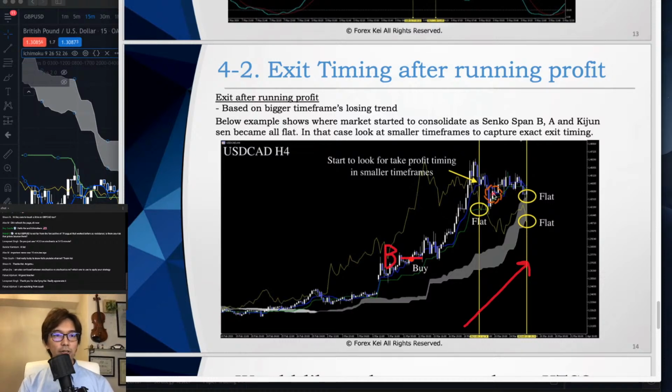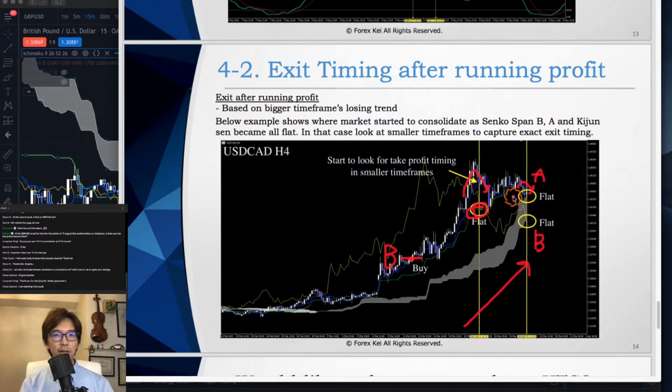And when you see the market retracement, then Kijun Sen will go flat and Kumo will become flat too. Senko Span B flat and Senko Span A will be flat or retrace a little bit. And then Kijun Sen will become flat for sure, when the market retraces this way. And this is when I take profit. This is when I look for take profit timing.